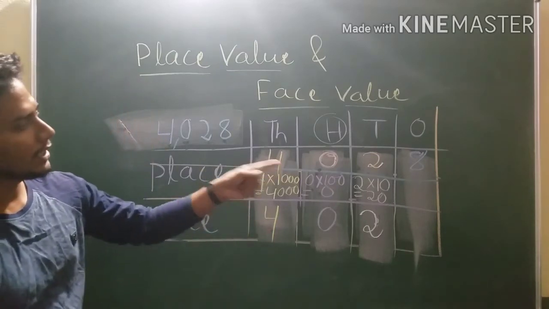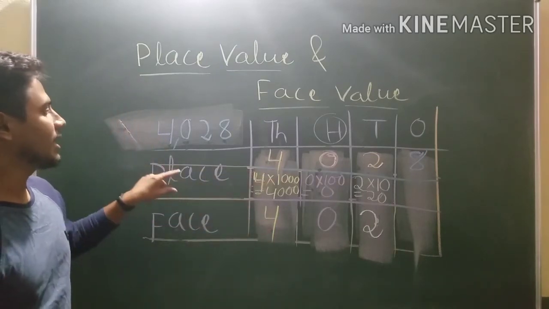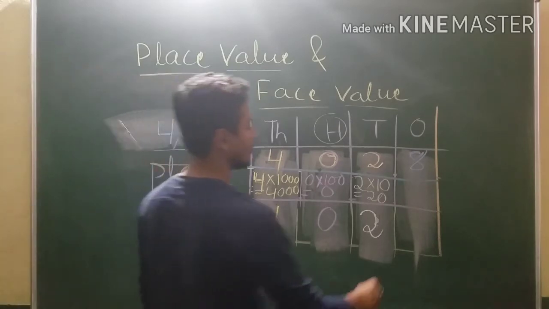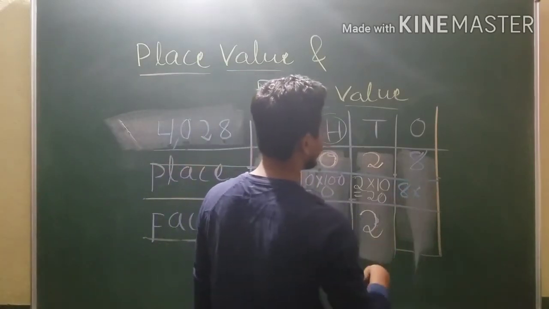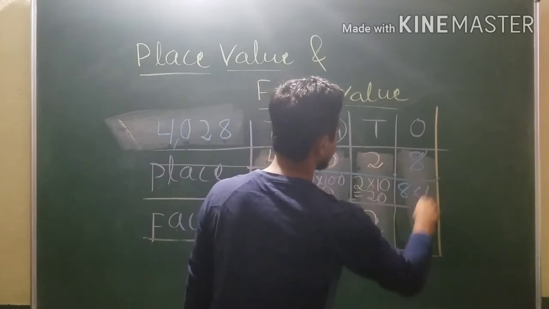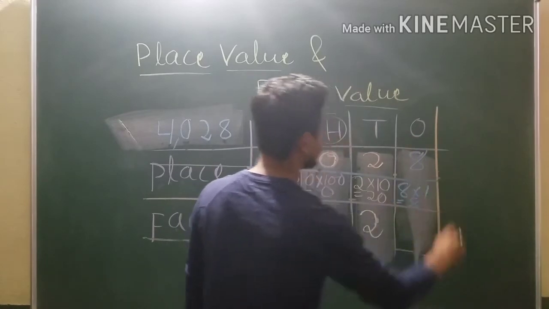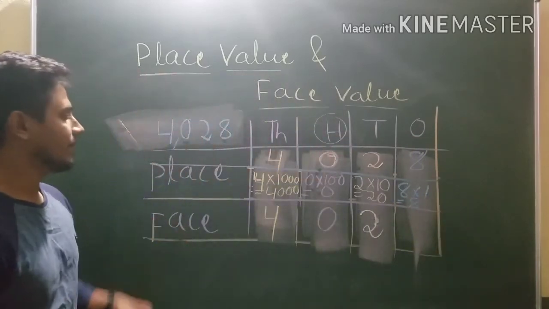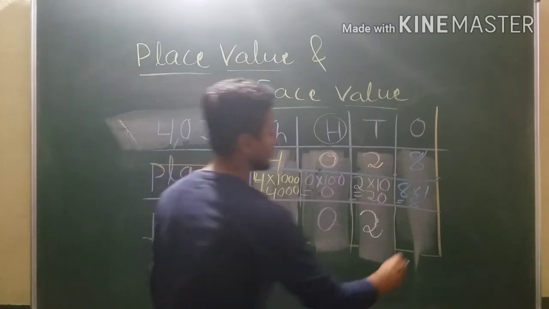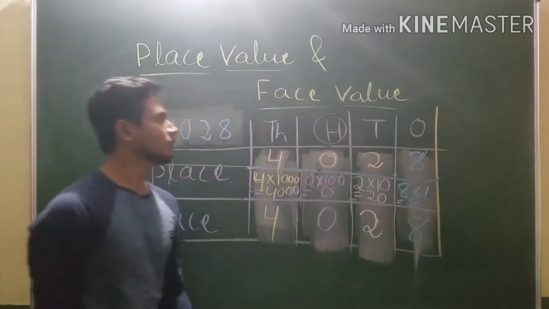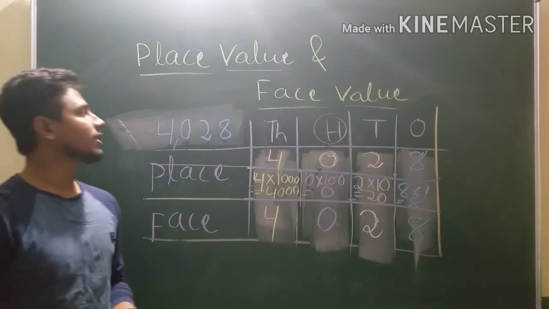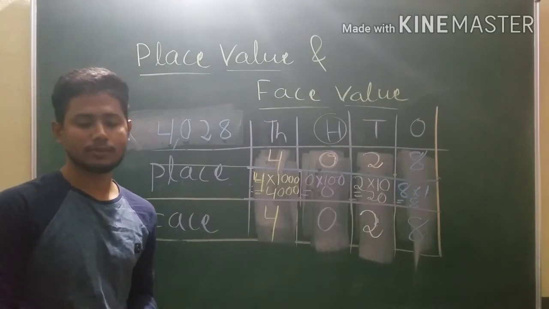Which number is remaining? 8. Now the place value of 8. How can you find? 8 multiply with 1, means 1. Then 8. Then face value remains same, that is 8. So it's all about place value and face value.